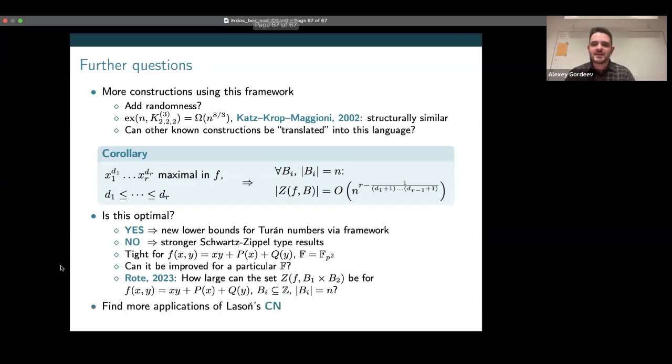One of the goals of this talk is to advertise Lasoń's version of Nullstellensatz, and if anyone can find other applications, I would be happy. So that's the end of my talk. Thank you.